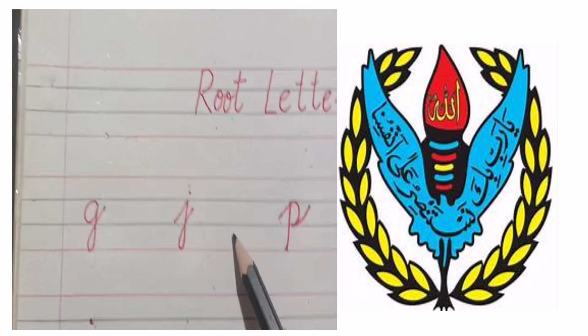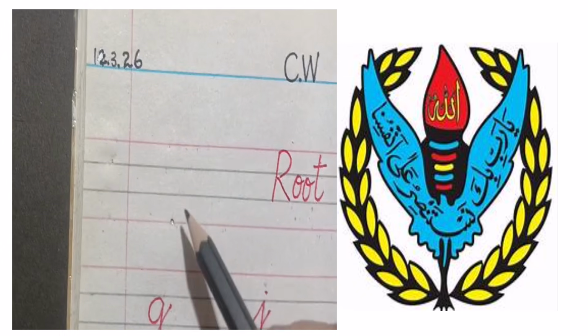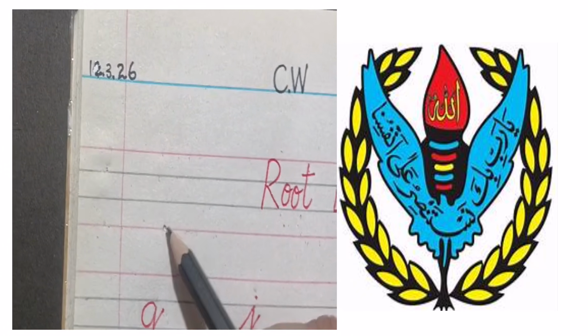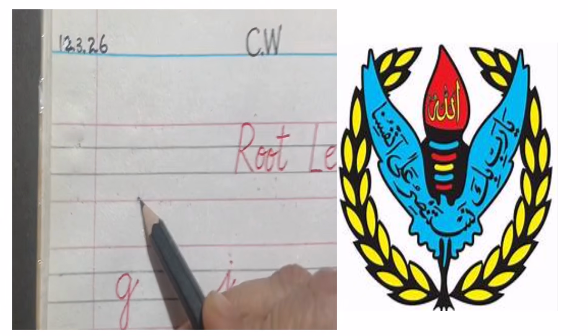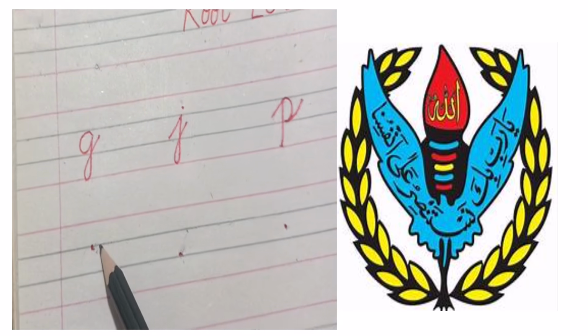What are root letters? Root letters go down the cross line. This is a cross line and this is a root line. Now the first root letter is G.